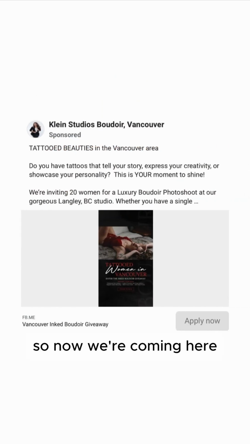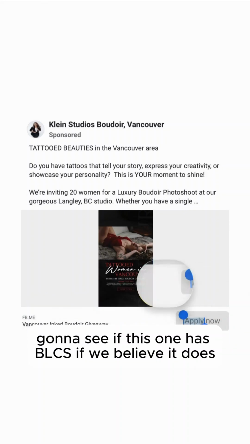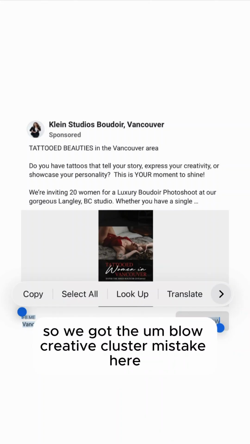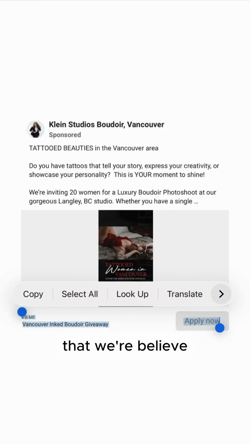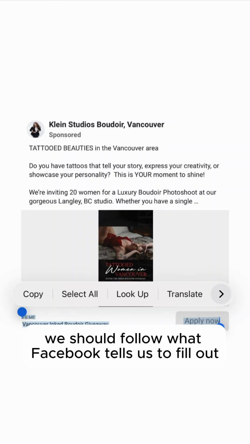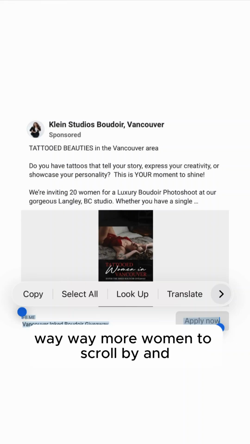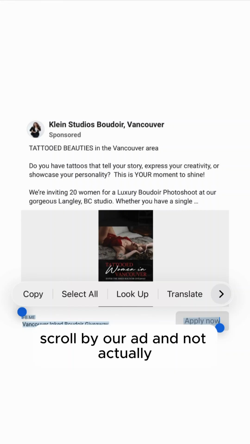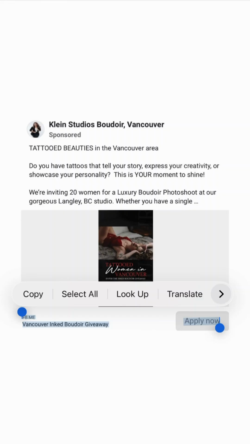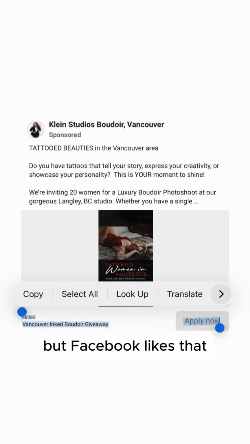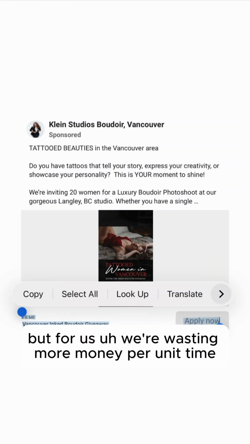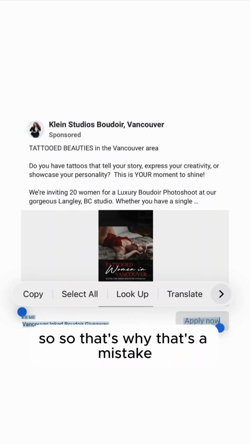So now we're coming here. Gonna see if this one has BLCS or if we believe it does. So we got the below creative cluster mistake here. The false belief that caused us to make this mistake is that we believe we should follow what Facebook tells us to fill out. The consequence of this, though, is it causes way, way, way more women to scroll by our ad and not actually click, so our ad never gets into their brain. But Facebook likes that because it can serve more ads per unit time. But for us, we're wasting more money per unit time. We're getting less money per unit time. So that's why that's a mistake.